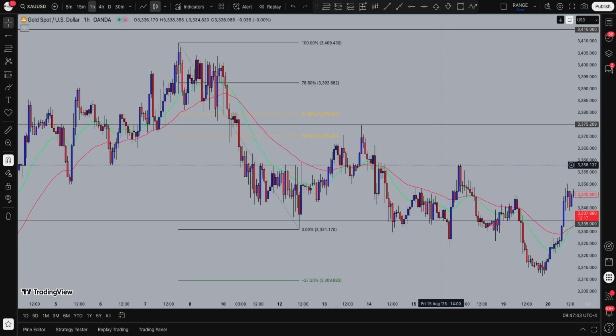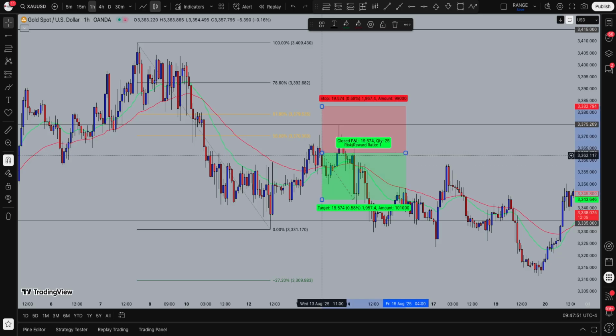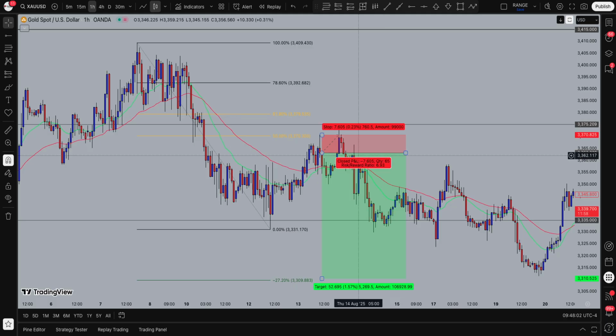Look for the reaction at the fib level. Here we tap it and then you close in a pin bar. So your entry would have been from this candle. Your stop with this kind of rejection could have been right at that candle, and you would have been targeting your negative 27 inverse fib.